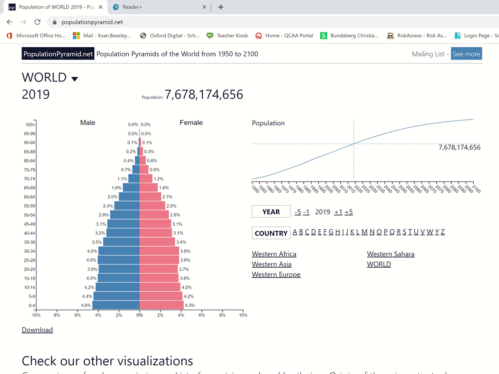So if we were to interpret this, on the left we have the male, and on the right we have female. And you can see that for our population of children from 0 to 4, males make up 4.6% of the population and females 4.3% of the population. So there's slightly fewer females born than males.